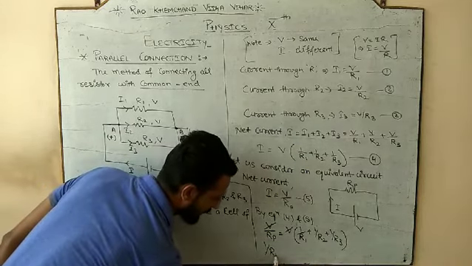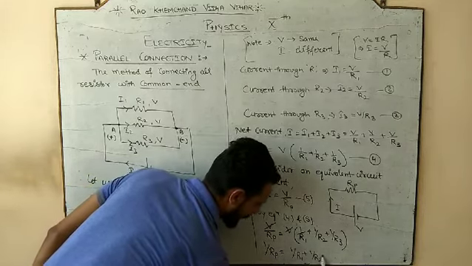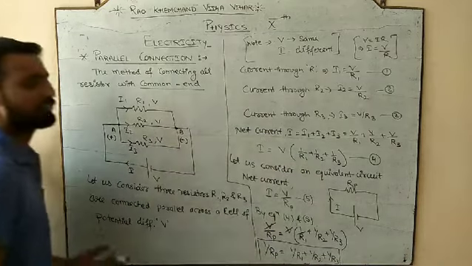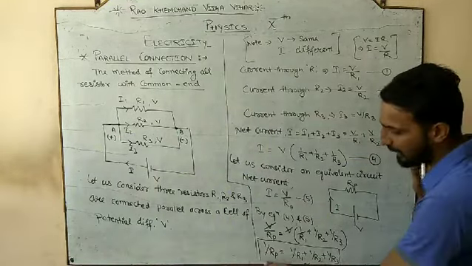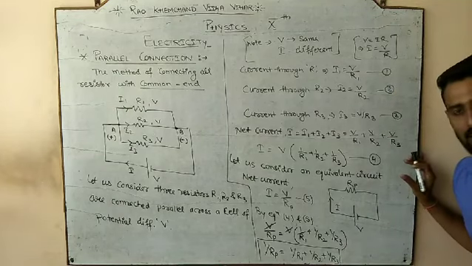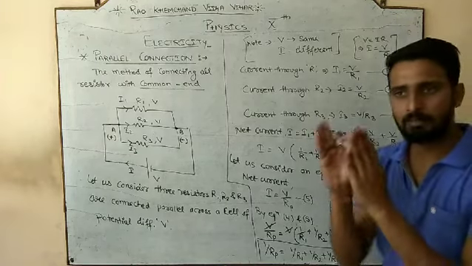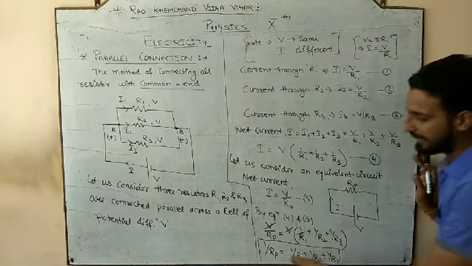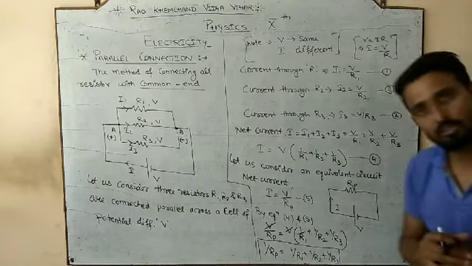So what we got as the result? 1 by Rp is equal to 1 by R1 plus 1 by R2 plus 1 by R3. And here we have the net or the equivalent resistance when we are connecting the resistors in a parallel connection. So when we are connecting in series, the net resistance is R1 plus R2 plus R3 and so on. But when we are connecting in parallel, the net or equivalent resistance is 1 by Rp is equal to 1 by R1 plus 1 by R2 plus 1 by R3 and so on.